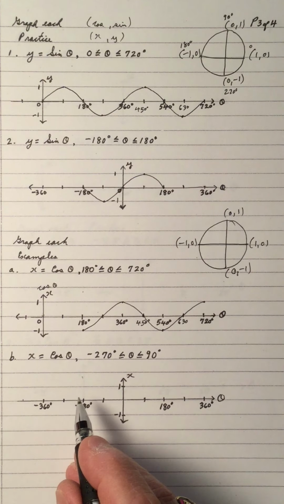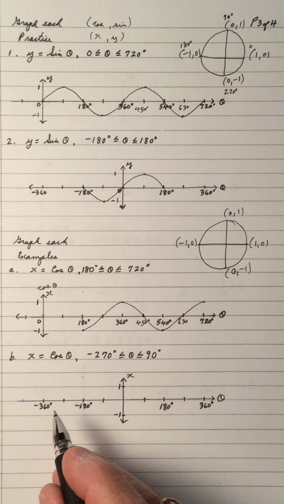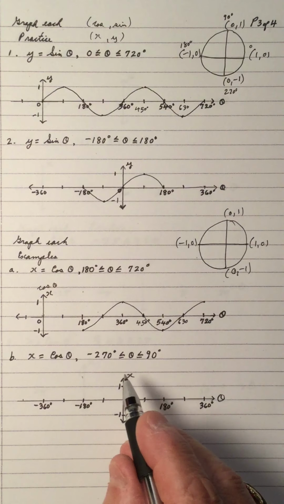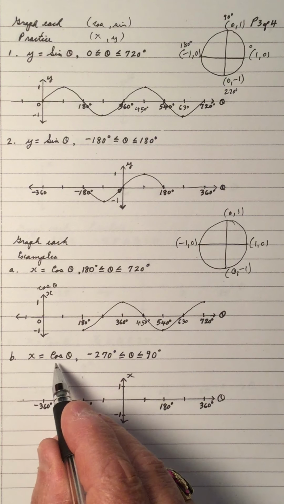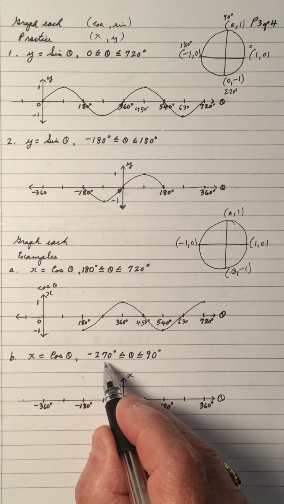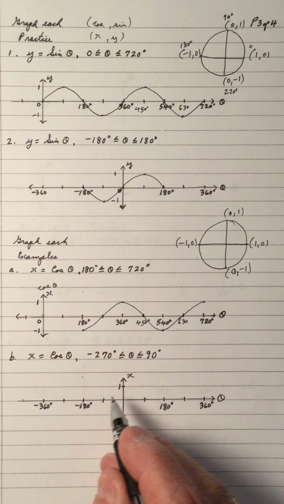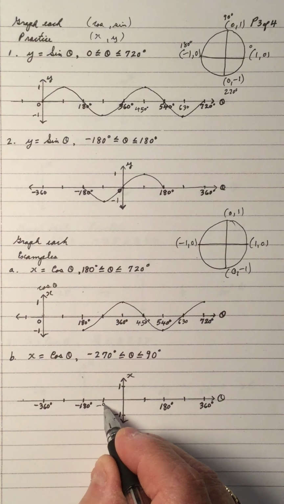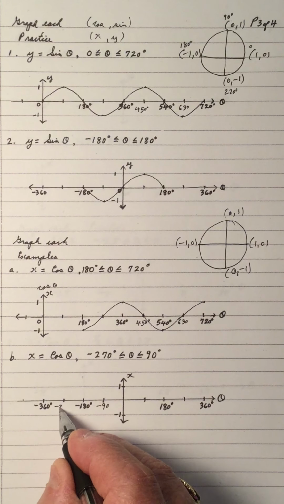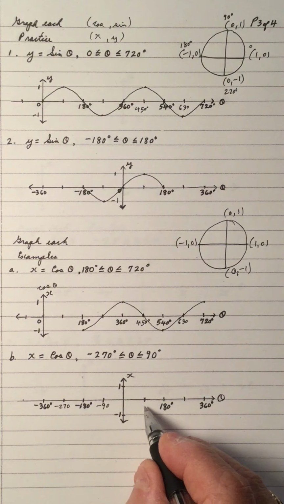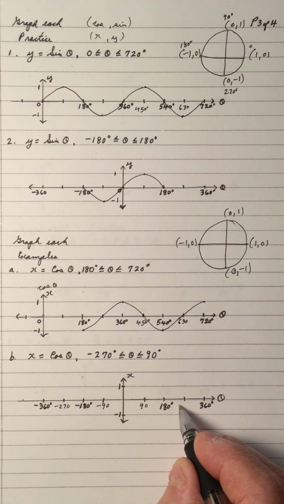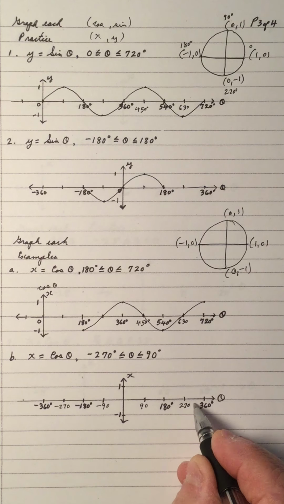But the cos theta is related to the x. So now we want to graph x equals cos theta from negative 270 up to 90. So negative 90 is here. Negative 180, negative 270. That's a 180, so that's a 90. And that's a 270, just to fill them in.